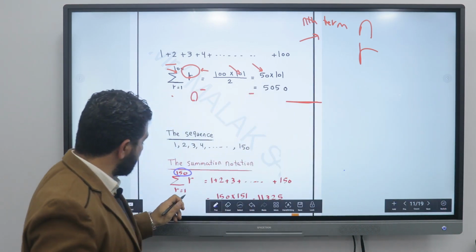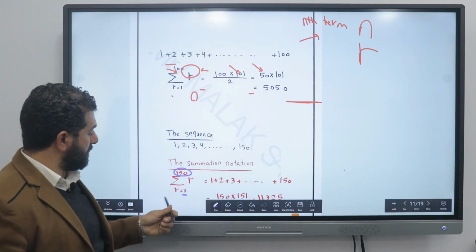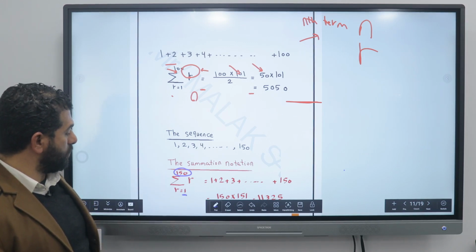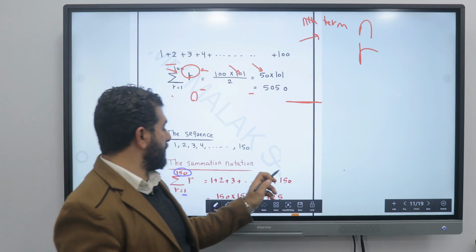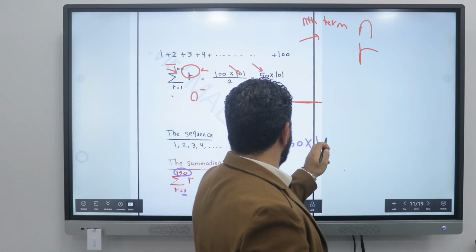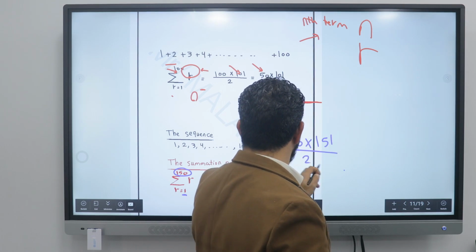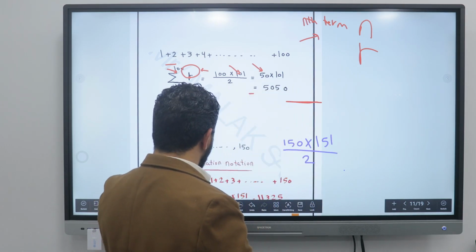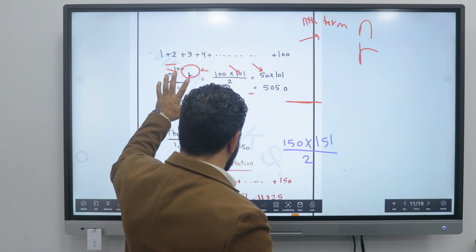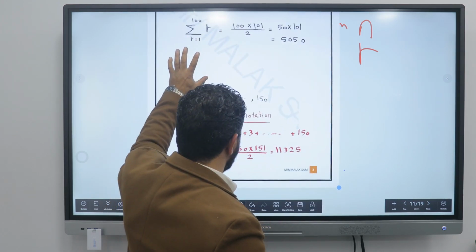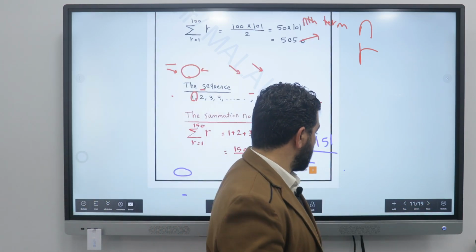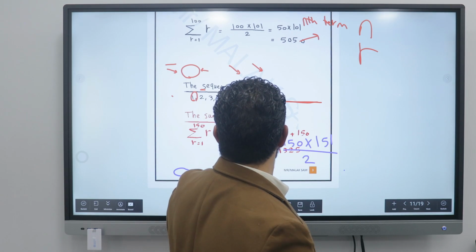And we must start by 1 here, so it's 1 to 150. So what is the rule we follow? It will be 150 multiplied by n plus 1, 151, then divided by 2. It is going to be what? 11,325. That's it. Let's go to the next one.